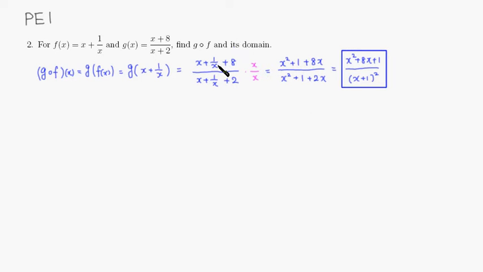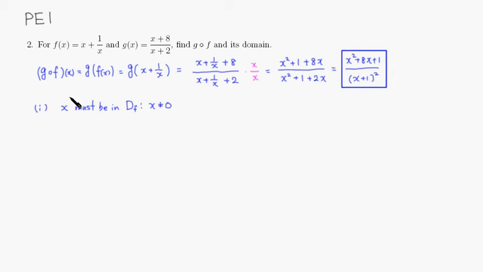And then we have to find its domain. There are two things we have to make sure of. One, you have to make sure that x is in the domain of f. Because there's an x in the denominator, x cannot be 0. So x must be in the domain of the inside function, in this case f, which means x cannot be equal to 0. So we have to avoid 0 there.